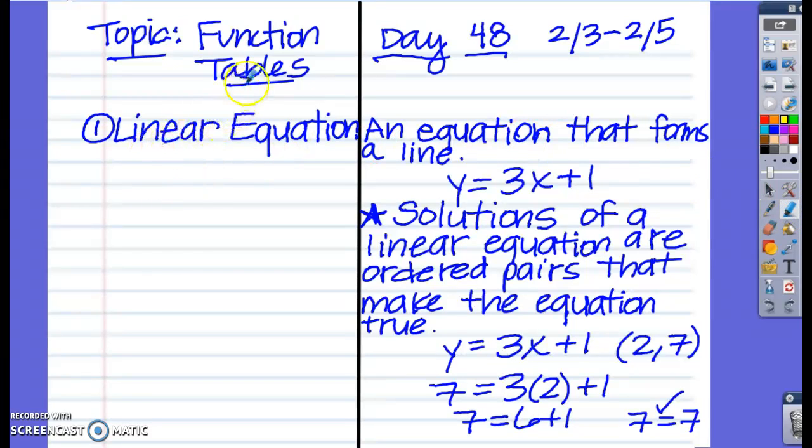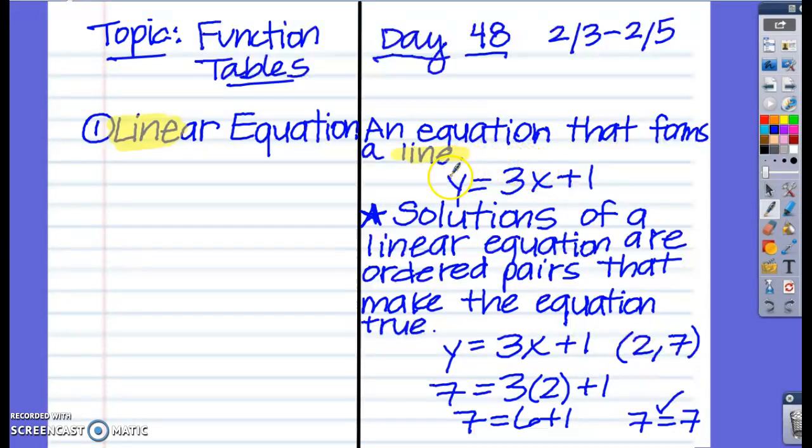Alright, today's topic is function tables. The first definition that you need is linear equation. I'm going to highlight the word line because linear equations are equations that form a line. Here's an example right here. We have y = 3x + 1.